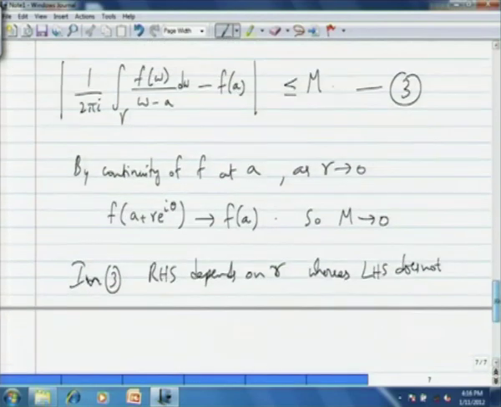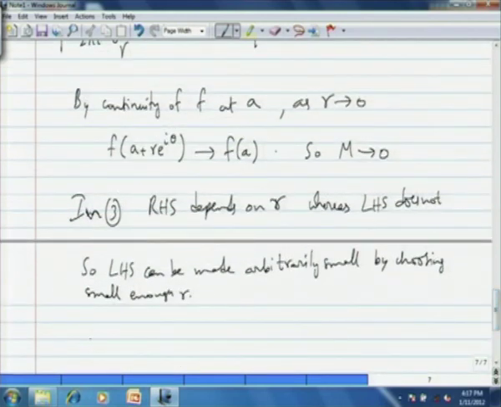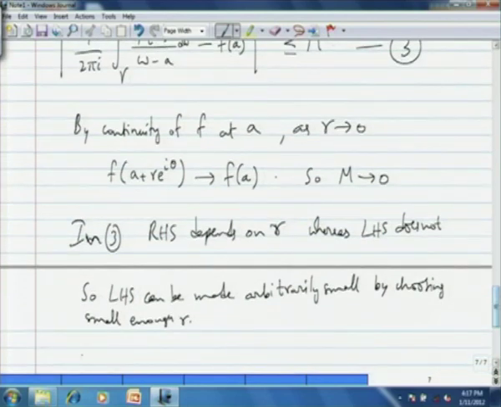So, what you can conclude is that you can take the limit as r goes to 0, and you can see that the left hand side is arbitrarily small. So, the LHS can be made arbitrarily small by choosing small enough r, little r. So, in conclusion, we can say that since the left hand side is arbitrarily small, the left hand side has to be equal to 0.